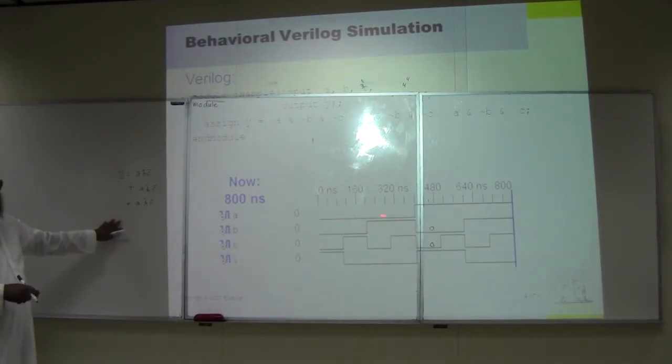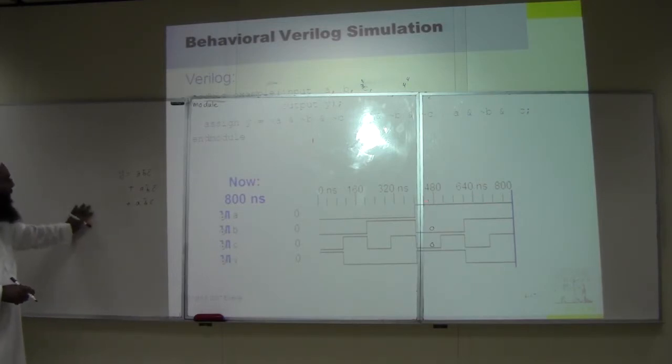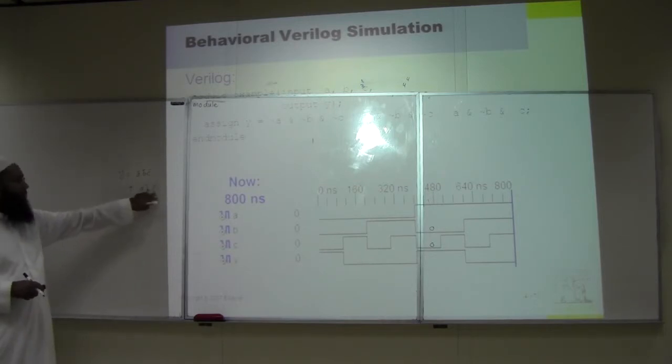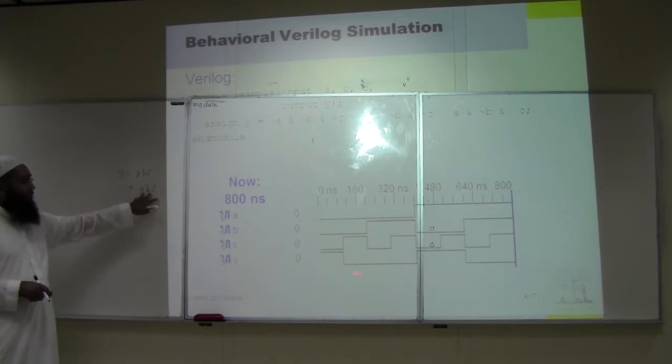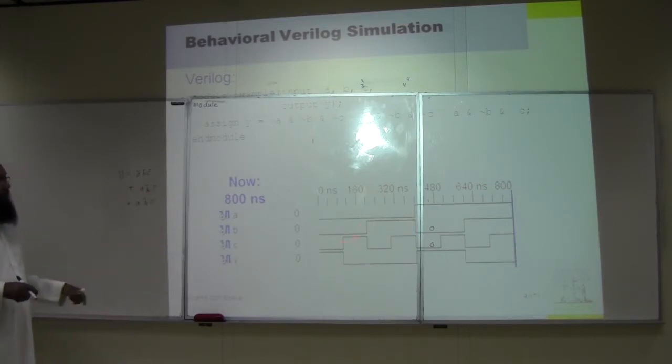See, it's timing. This level is 0, this level is 1. So which one will give you high? Yes, this one, right? A, B bar, C bar will give you 1. A is 1, B is 0 means B bar is 1, C is 0 means C bar is 1. These are minterms, A, B, C. So this one will give you 1. So in this way, you can calculate the plot of Y.